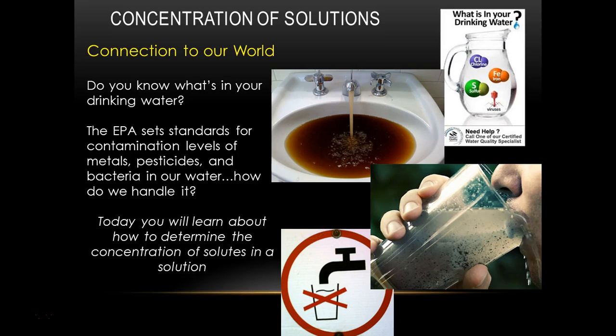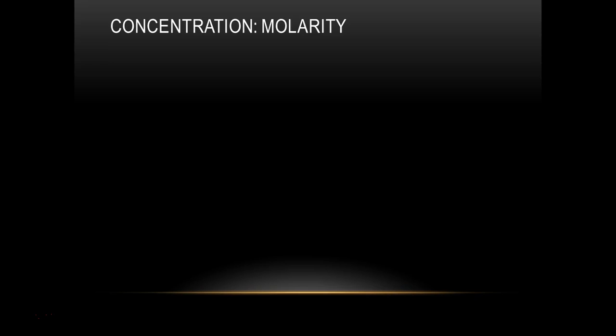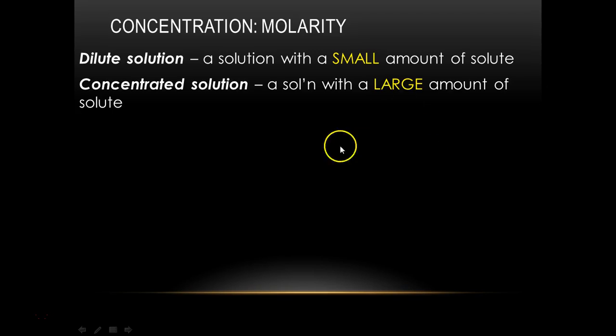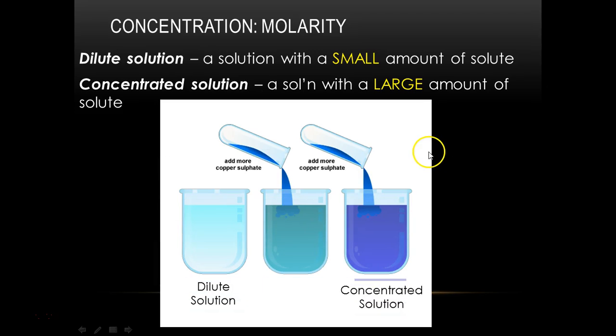So let's learn very quickly how to do molarity. What is molarity? Well, there's two different types. When we're talking about solutions and molarity, we tend to talk about dilute and concentrated, which is really a measure of an unsaturated solution. So a dilute solution has only a small amount of solute, whereas a concentrated solution has a large amount of solute. And this picture gives you a visual.